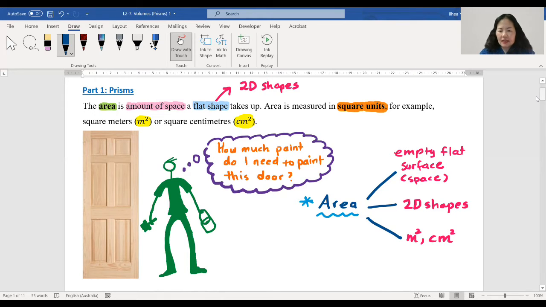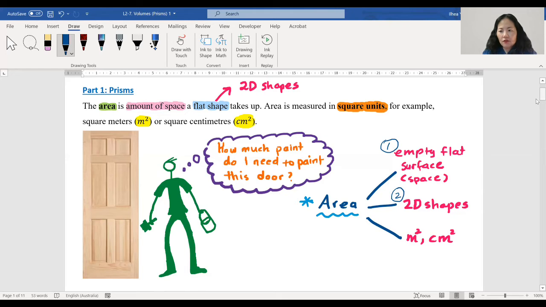So the characteristics of area, the first characteristic we have here is empty flat surface or space, but I prefer surface. Surface sounds like it's flat. Second, it has to be 2D shapes. It can't be solid or 3D shapes. They're measured in square meters or square centimeters.